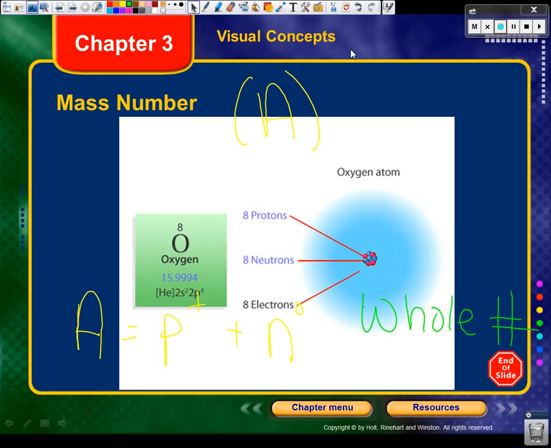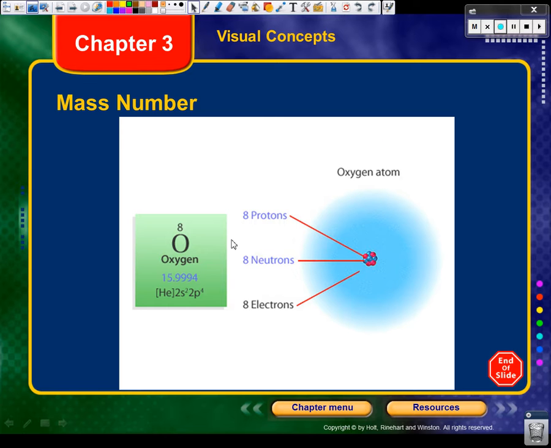Again, we don't have this picture, but the way they get. So what is 8 plus 8? So the mass number of that atom would be 16. But on the periodic table, it says the mass is 15.994. Again, that doesn't make sense, but we just said that that number is what? An average of all the isotopes, and we'll talk about that. Okay?